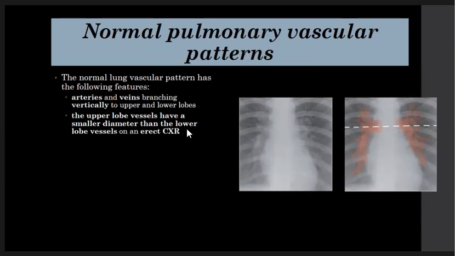As we see here, this is the normal lung vascular pattern, and it has the following features. Arteries and veins branch vertically to the upper and lower lobes. The upper lobe vessels have a smaller diameter than the lower lobe vessels on the erect chest X-ray. As we see here, above this line are the upper lobe vessels, and below are the lower lobe vessels. The lower lobe vessels are larger than the upper lobe vessels. And the reverse is seen in patients with some diseases like pulmonary hypertension.